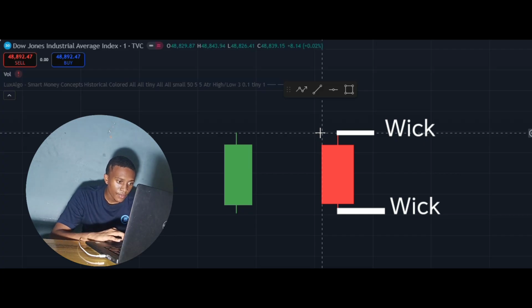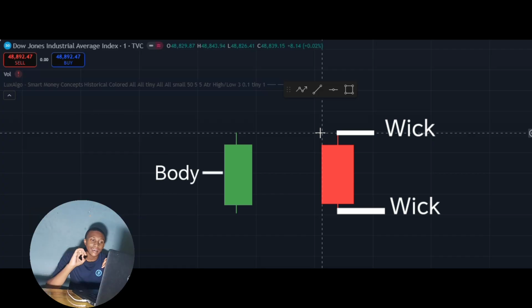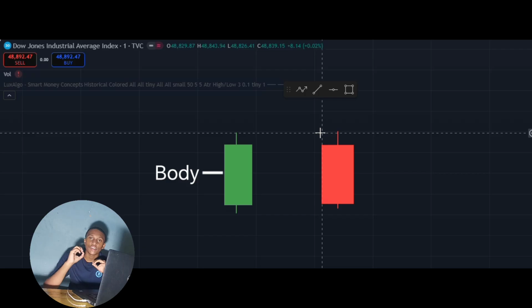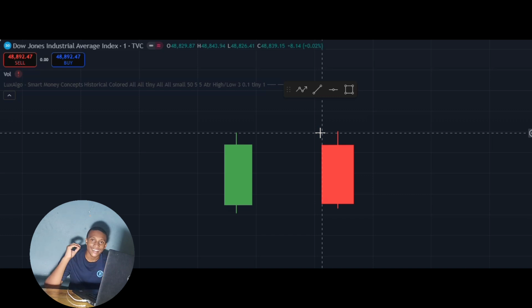Okay, so now we're going to talk about the body of the candlestick. This shows the direction that the market actually went from the time it opened to the time it closed. The green candlestick means it's bullish and the red candlestick means it's bearish. That means the red candlestick is when it went down and the green candlestick is when it went up.